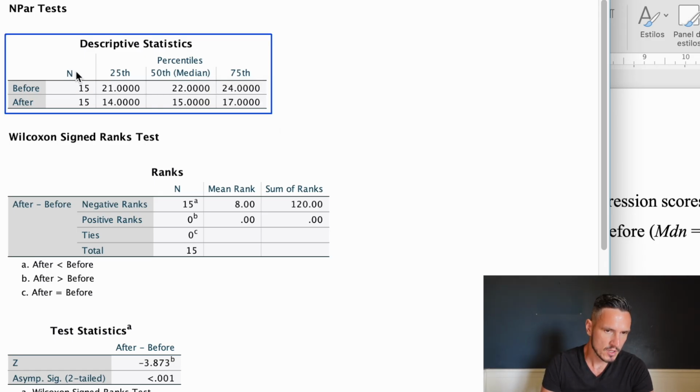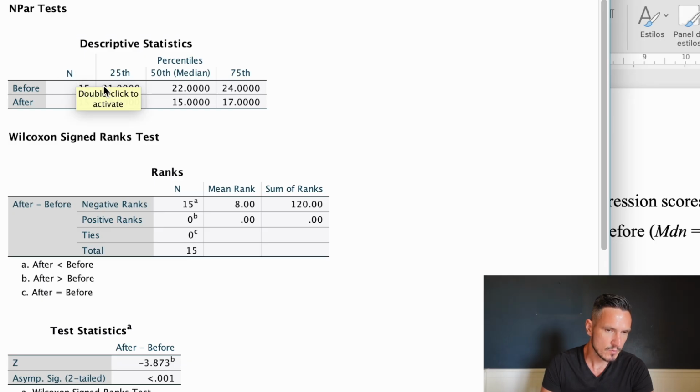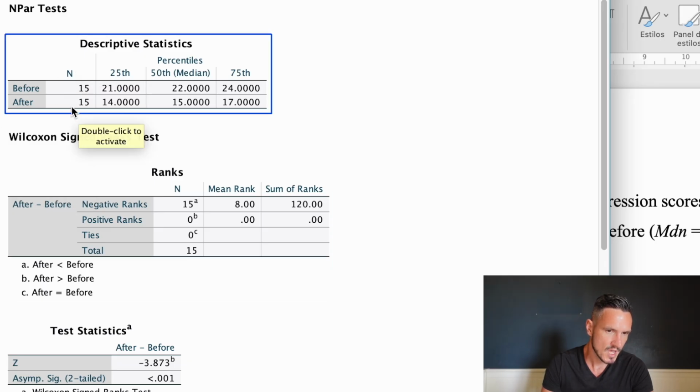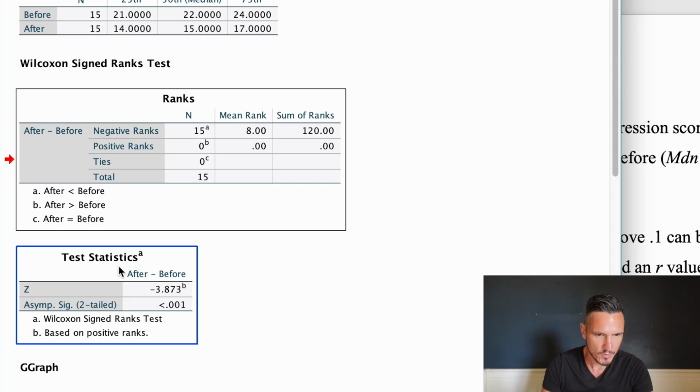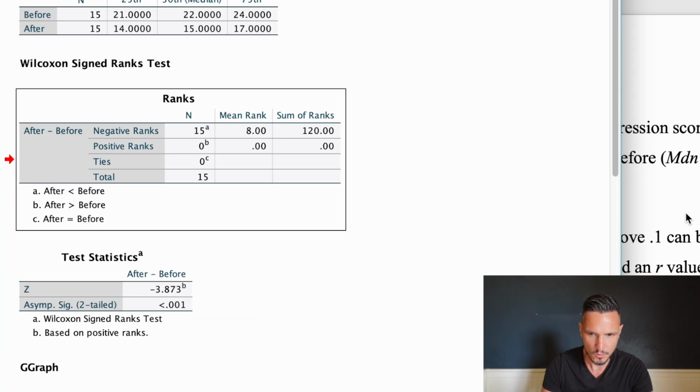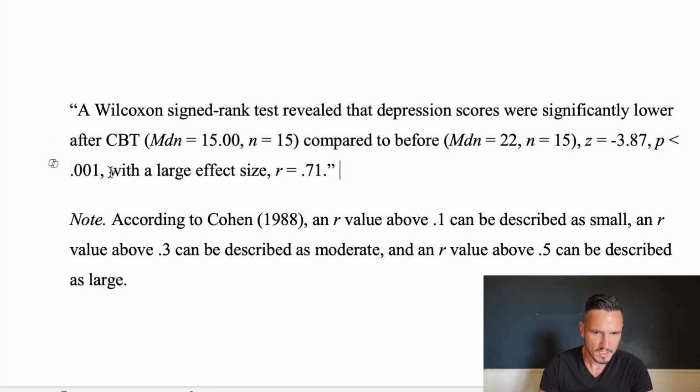We also have these n values in this table. So we had 15 participants in the study before the intervention, and we had 15 participants in the study after the intervention, and that has been reported here and here. Next we have the Z value of negative 3.87, and that's coming from this test statistics table, and the Z row where we have this value here of negative 3.873, which we've just rounded to 2 decimal places. And as we saw before, we have this P or sig value of less than 0.001, and that's what I've reported here. So lastly, we have this R value, which is an effect size statistic.